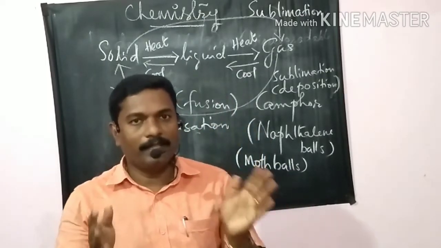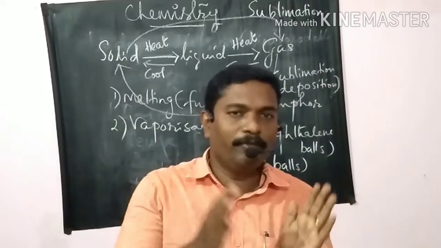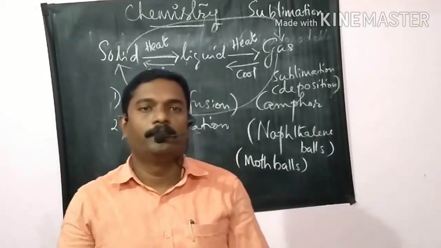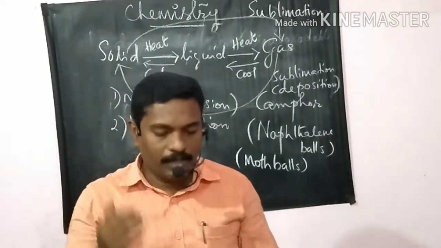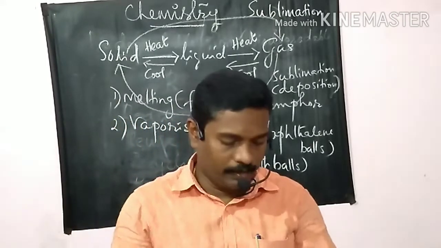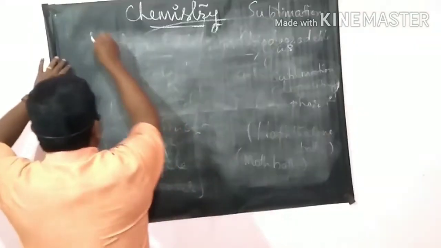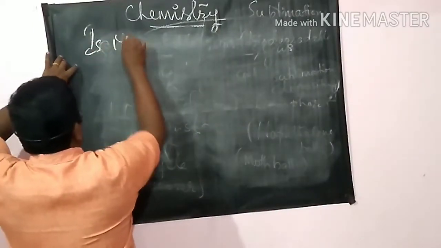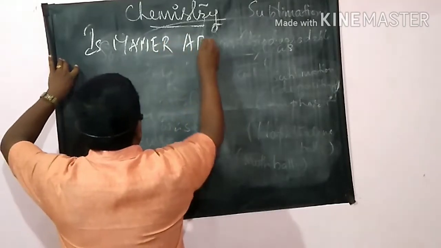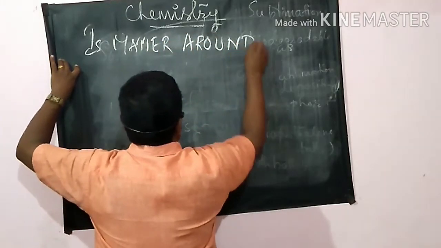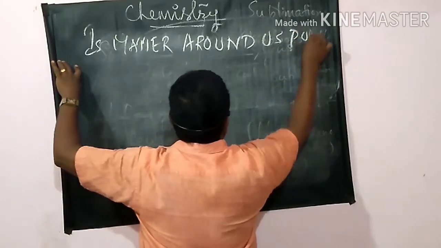Okay, and that is the brief description about the remaining topics from our first chapter. And now let us start our second chapter. That is, the name is Is Matter Around Us Pure.